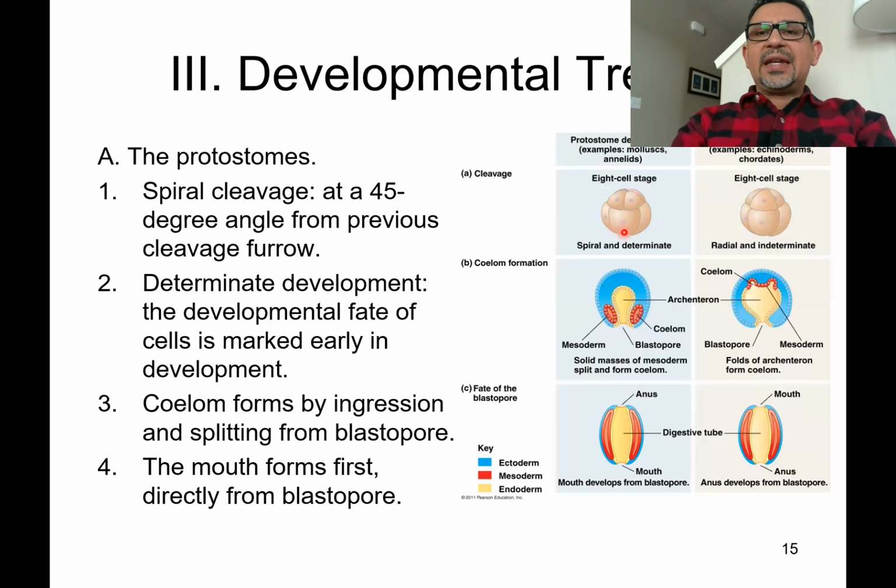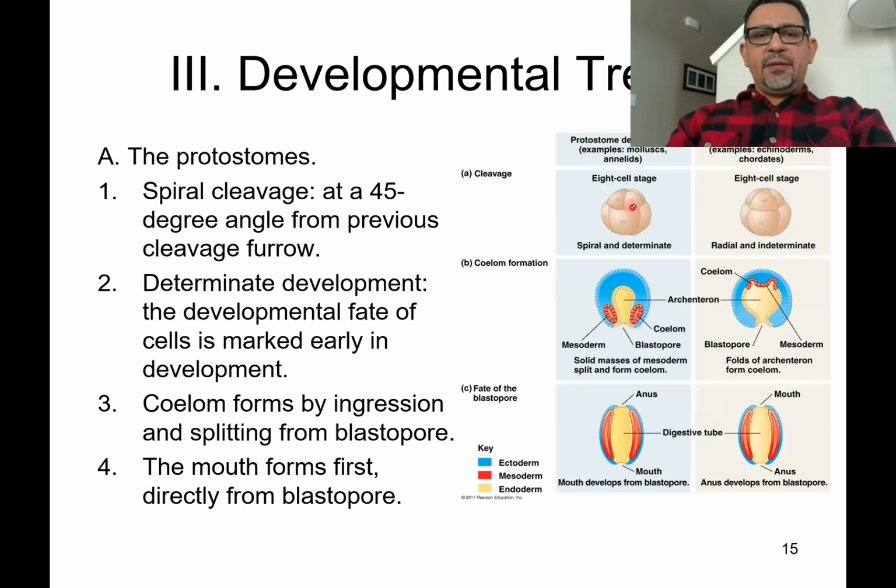The next cells are forming at like a 45-degree angle in relationship to the previous plane of cleavage, which is right here. And so because of this, as the cells are added, there's going to be a spiral pattern emerging. That's called spiral cleavage.